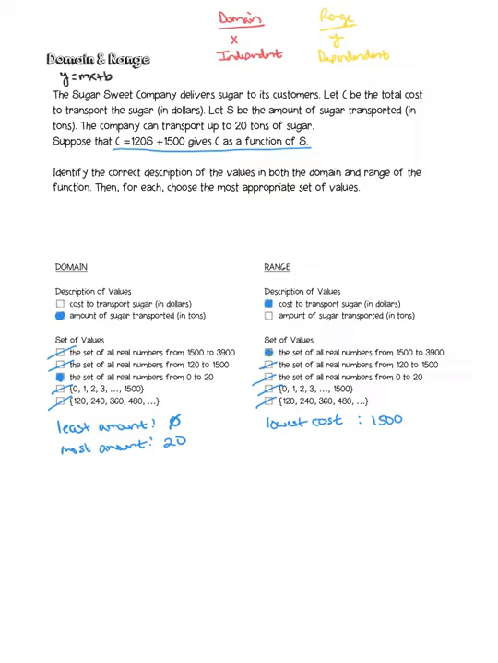So the least amount influences the lowest cost. And by math, you find out that the highest cost is $3,900. But if you focus on the least, you can probably get that answer right. All right? So look at the words carefully. Every bit of information you need is in the description as well as the equation.